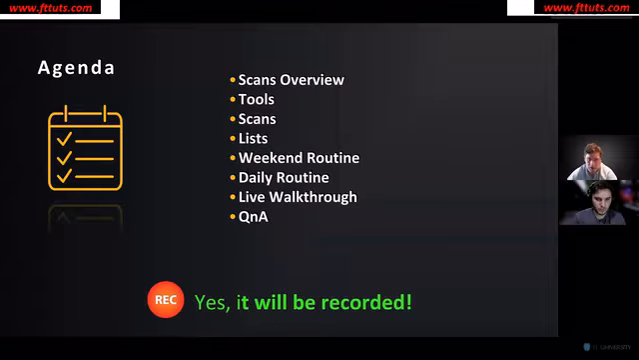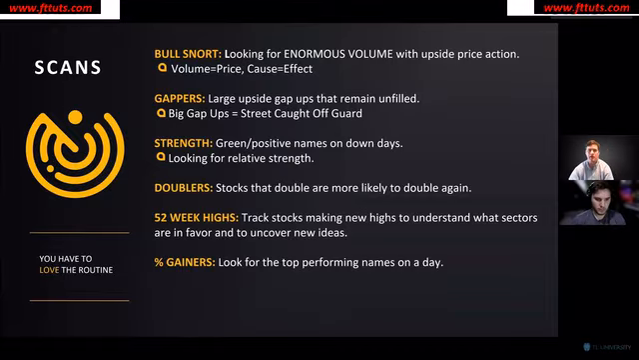So let's hop right to it. I'm going to start with the scans that I run. I'm going to give a brief overview, a quick run through of each, and then we're going to go into each, and I'm going to break down exactly how I do it.